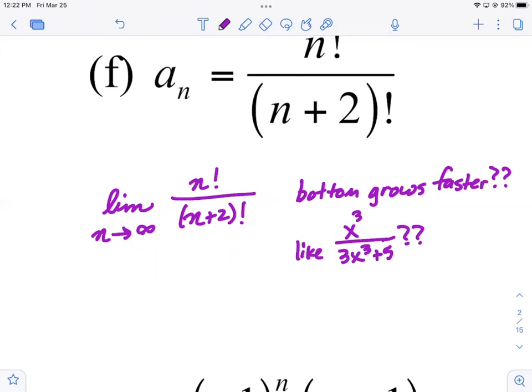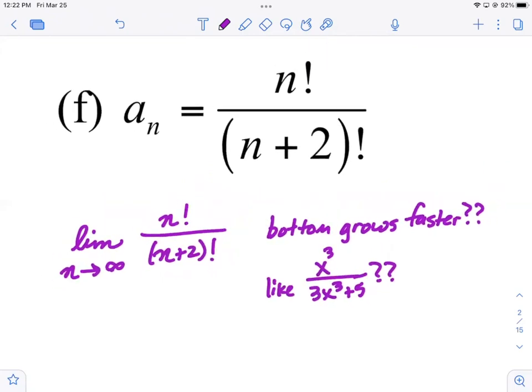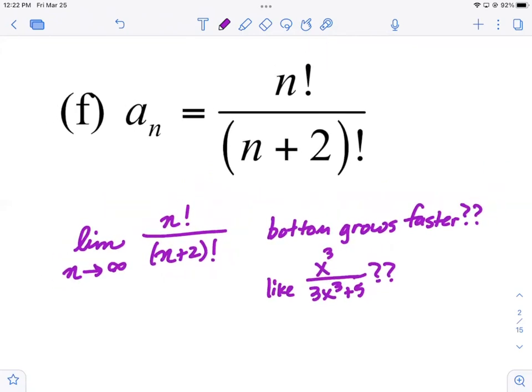I'm looking at n factorial or n plus 2 factorial, and I see n plus 2 factorial as being bigger, right? So it grows faster. And anytime something grows faster in the bottom, it should go to 0, right? But that's the intuition. We also know that if I have something like x cubed over 3x cubed plus 5, the bottom gets bigger faster in that respect too, doesn't it? Because it's always 3 times bigger. And then, by the way, add 5. But we know that one doesn't go to 0. That one goes to 1/3, right? So you've got to be careful when they belong to the same family. There's different rules.